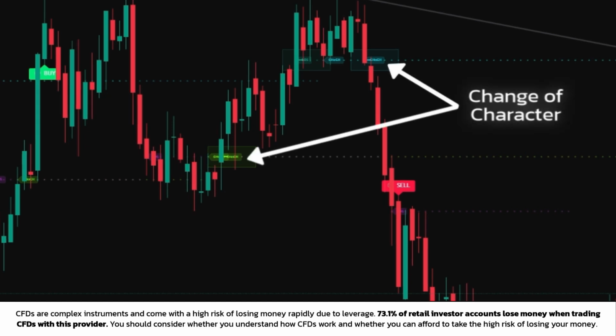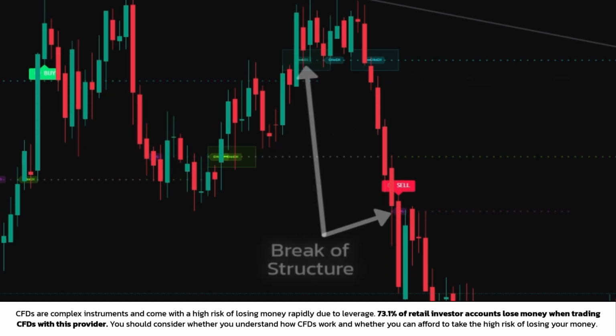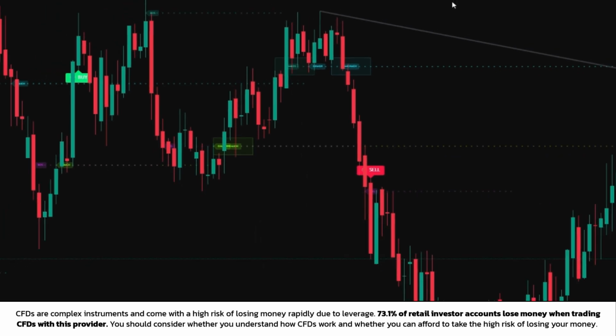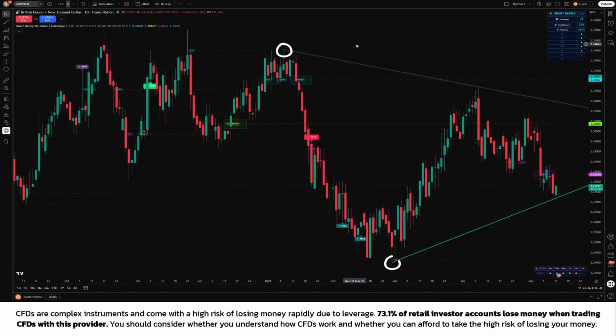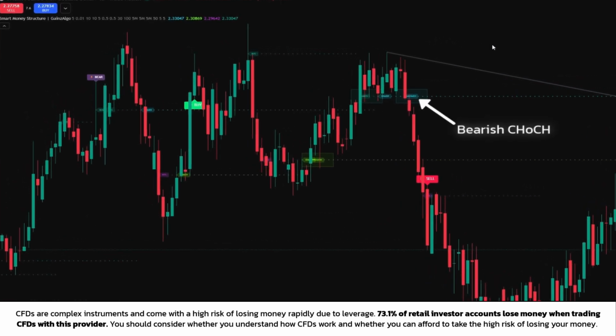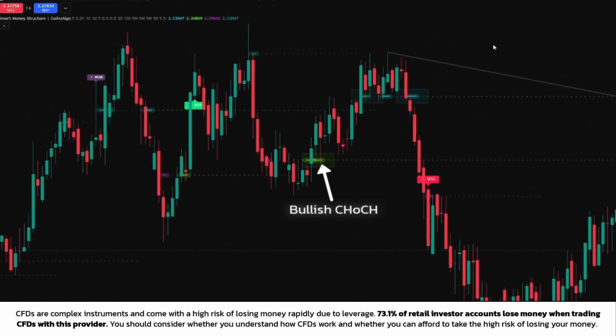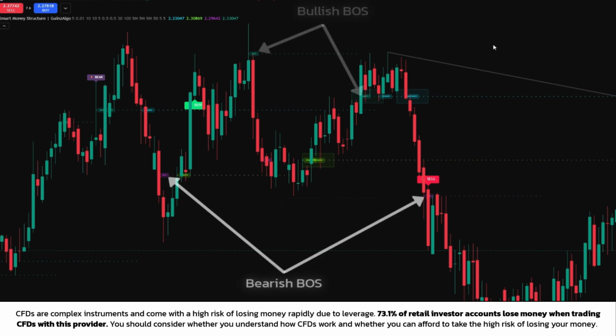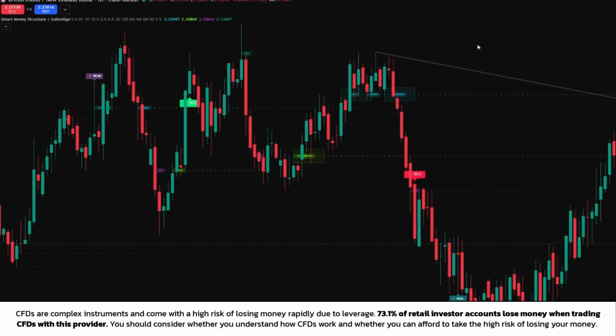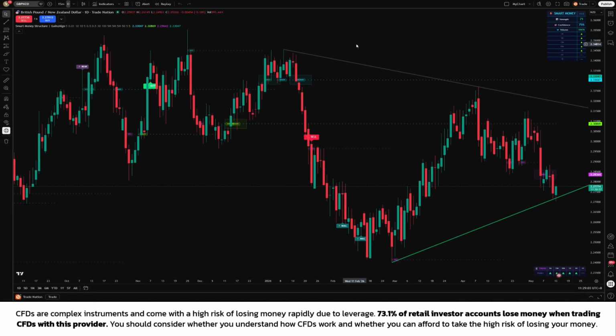At the center of the indicator is the way it handles structure. It marks change of character and break of structure directly on the chart, which helps separate potential reversals from continuation moves. These levels are built from pivot highs and lows, then confirmed by the way price moves through those areas. Once they appear, they remain visible as color-coded levels and zones, so you are not just reacting to a label in the moment. You are also able to watch how price behaves when it returns to that area later. That gives the chart more continuity and makes the structure easier to follow from one phase to the next.